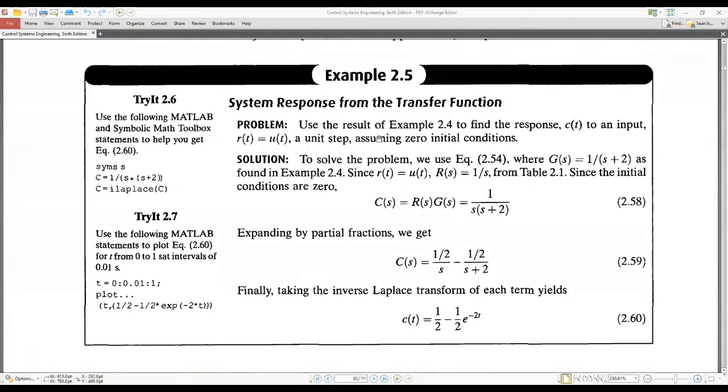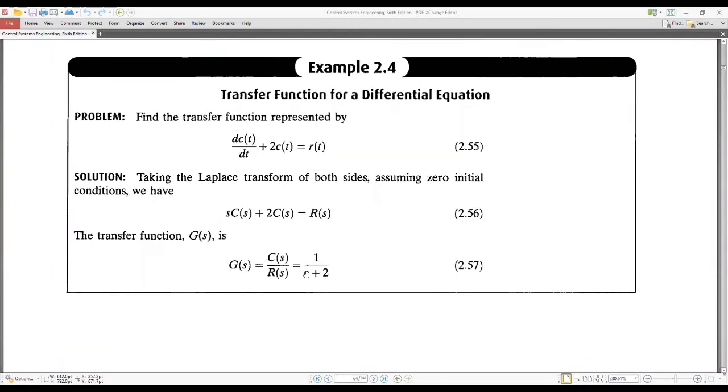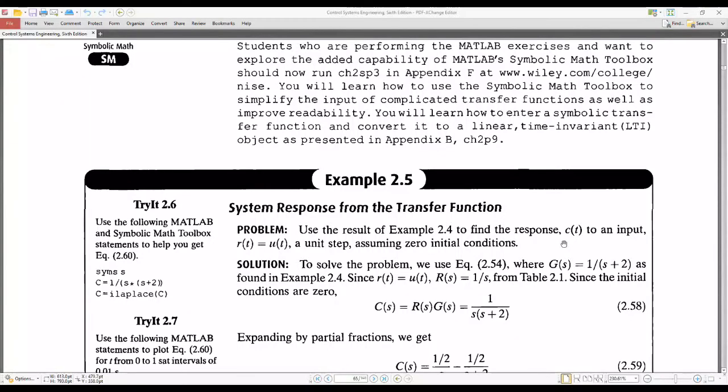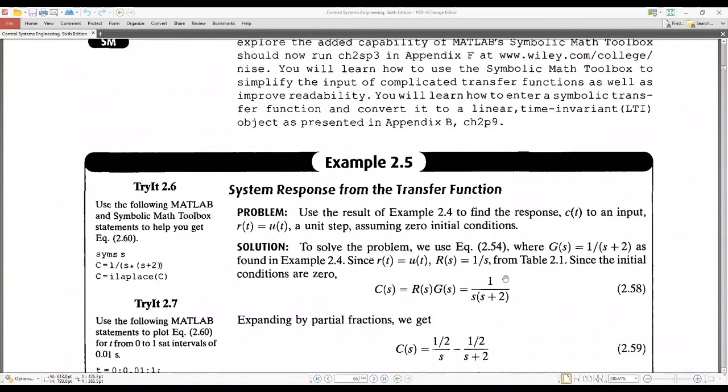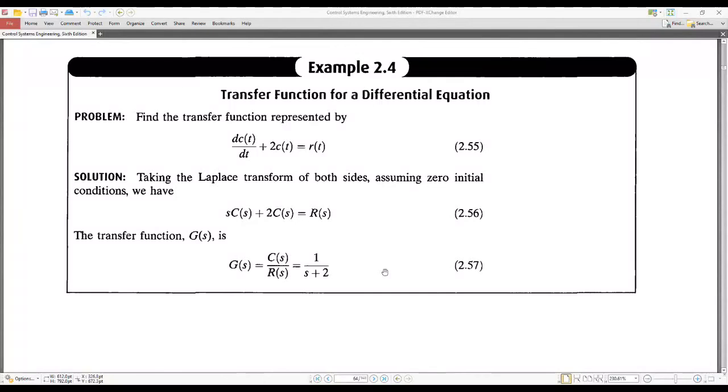And see, system response from the transfer function. Another example is given here. Use the result of example 2.4 to find the response c(t) to an input r(t) equal to u(t), a unit step, assuming zero initial conditions. To solve the problem, we use equation 2.54. What is that equation? This one: C(s) is equal to R(s) into G(s).